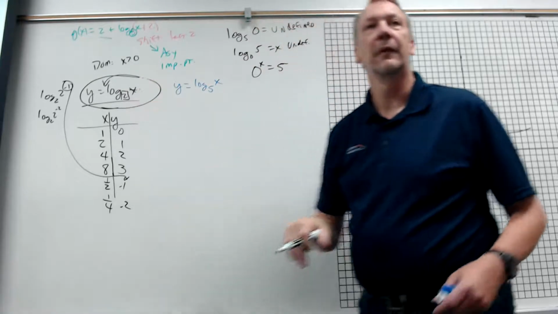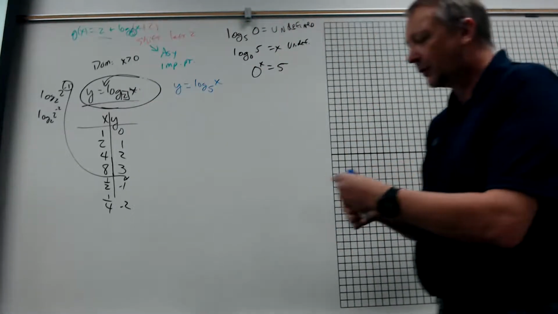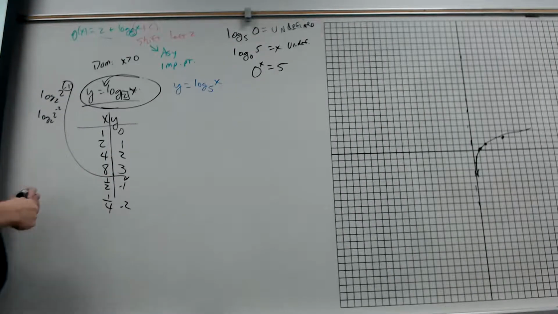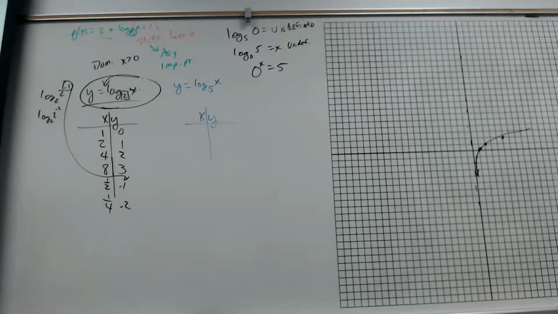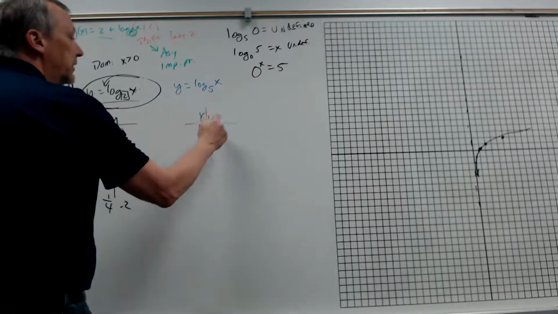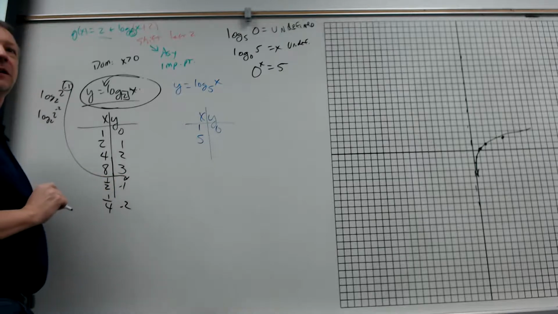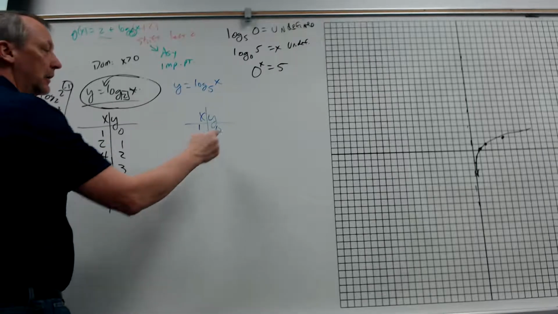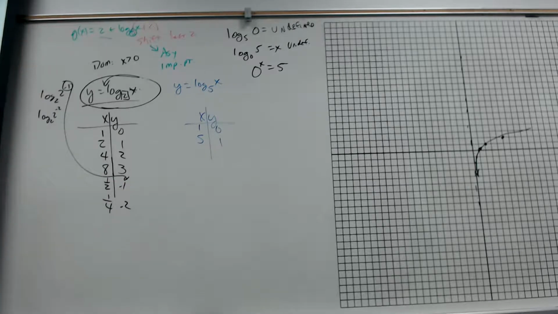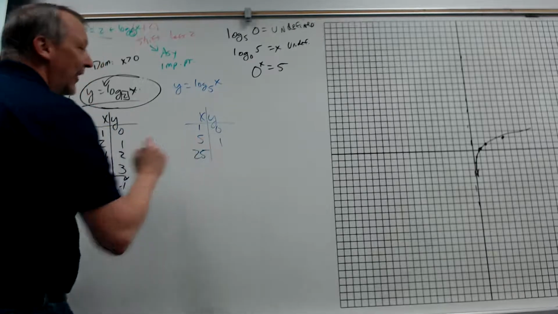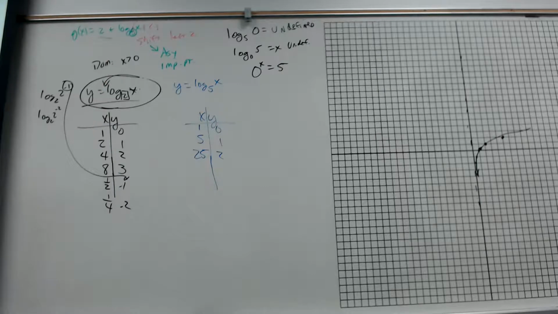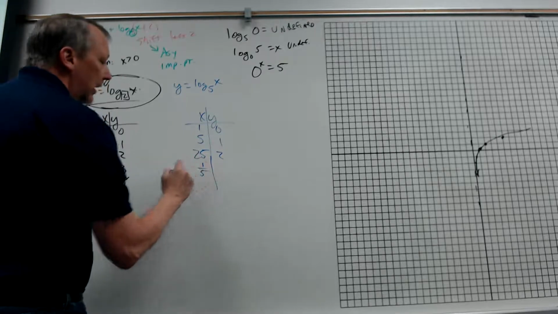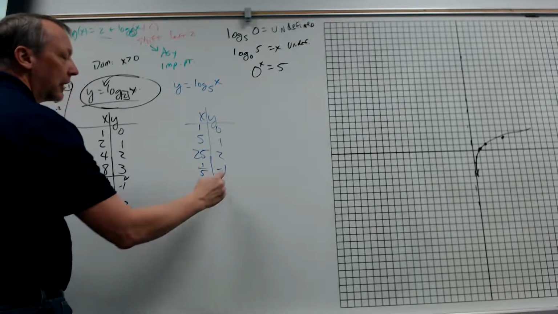Okay, get rid of that. Now what are some points I should pick for this one, x and y? We'll pick (1, 0) again, and then log base 5 of 5 is 1. What's the next number I should pick? 25, and that's going to be 2. What are some good fractions I should pick? 1/5, -1, and 1/25, -2, right?